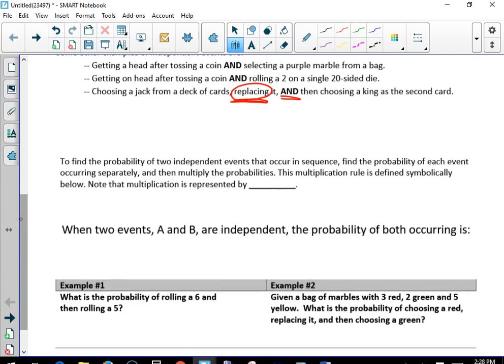So to find the probability of 2 independent events that occur in sequence, find the probability of each event and then multiply them. The multiplication rule is defined symbolically below. Note that the multiplication is represented by and. That's and. That's supposed to be a D right there. Kind of like up here, and. That's why we have it in bold.